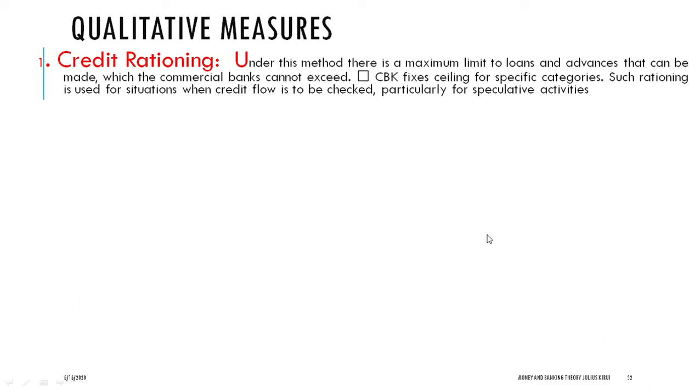Central bank fixes a ceiling for specific categories, such as institutions for which credit flow is to be checked, particularly for speculative activities. So a ratio is put, and this ratio must be controlled by the central bank. So the ratio will help the other financial institutions to actually advance loans or withdraw loans from the public.